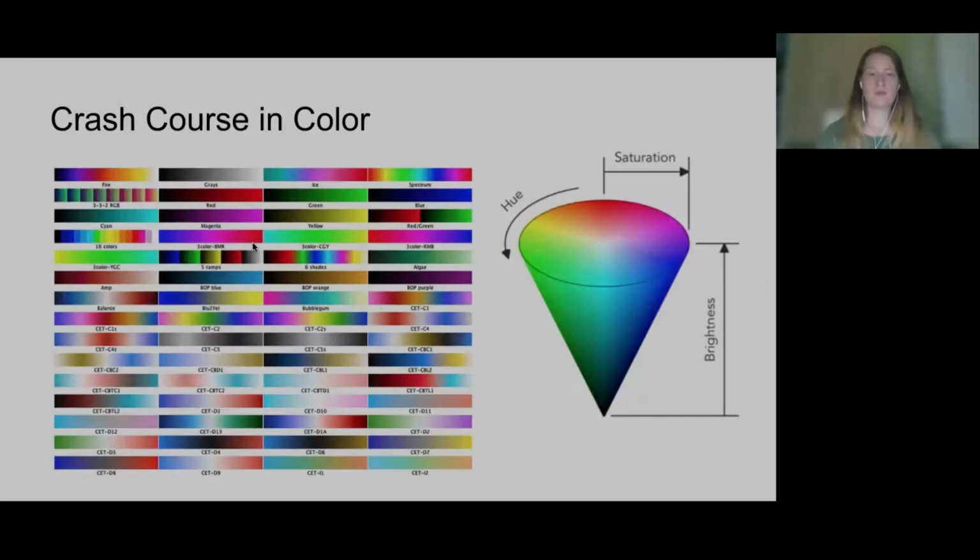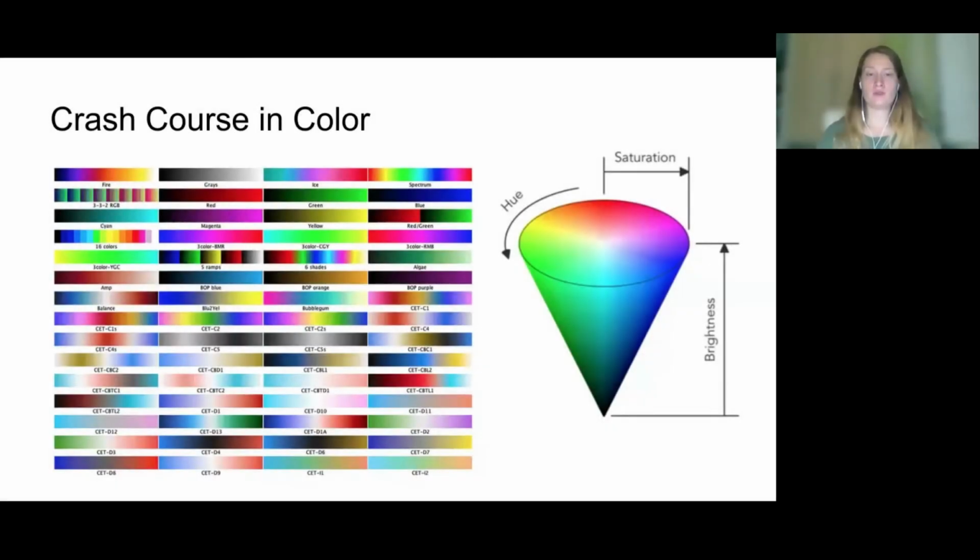LUTs or lookup tables are a way to color code medical images as shown on the left. The LUTs are generated by manipulating the hue, saturation, and brightness of a color gradient to match the specific color intensities we want to highlight in the images. These factors are summarized in the HSP model, which is presented on the right.